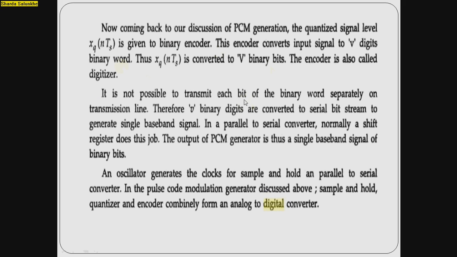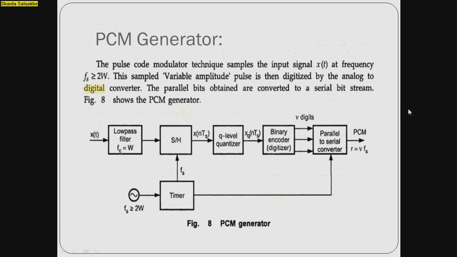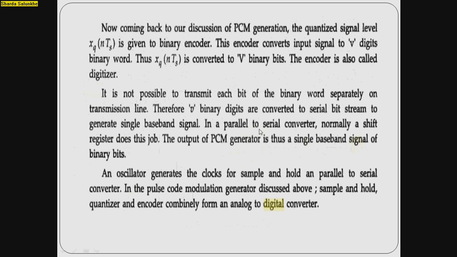It is not possible to transmit each bit of the binary words separately on the transmission line. So these V bits cannot be transmitted separately on the transmission line. So the parallel to serial converter is applied, where you will get the parallel to serial converted bits. So you will get the serial bits.